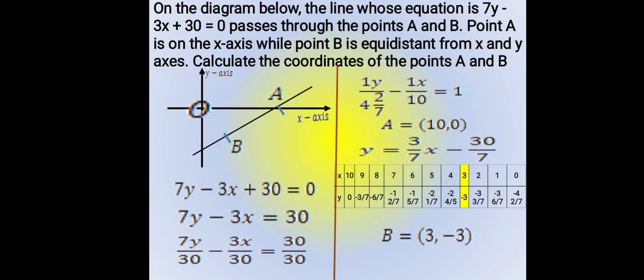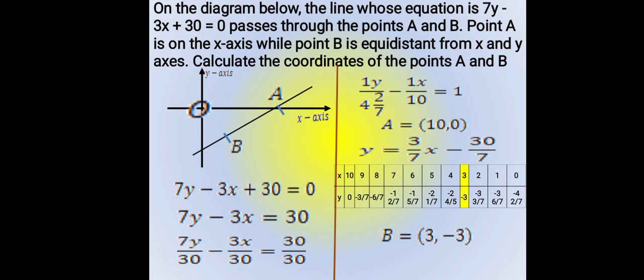Substituting the value of x in that equation, y is equal to (3x minus 30) over 7 to get the value of y. That's just the same equation I've been given, but I've written it so as to make y the subject of the formula so that it is easy to find y. Now when x is 10, the value of y is 0.